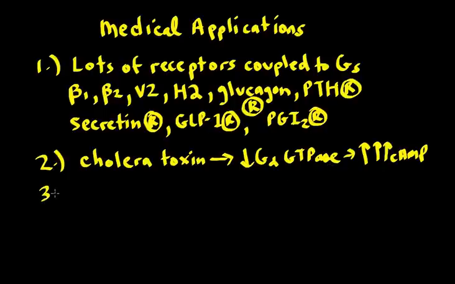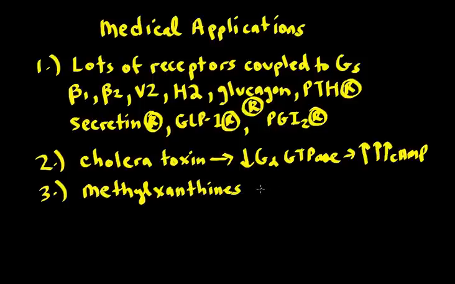Another example is a drug application. There are a class of drugs called methylxanthine drugs, and these are related to caffeine or theobromine, which you find in chocolate. And these methylxanthine drugs, like theobromine or theophylline, for example, what they do is they inhibit phosphodiesterase. In this case, in our pathway, we're blocking the cyclic AMP phosphodiesterase.